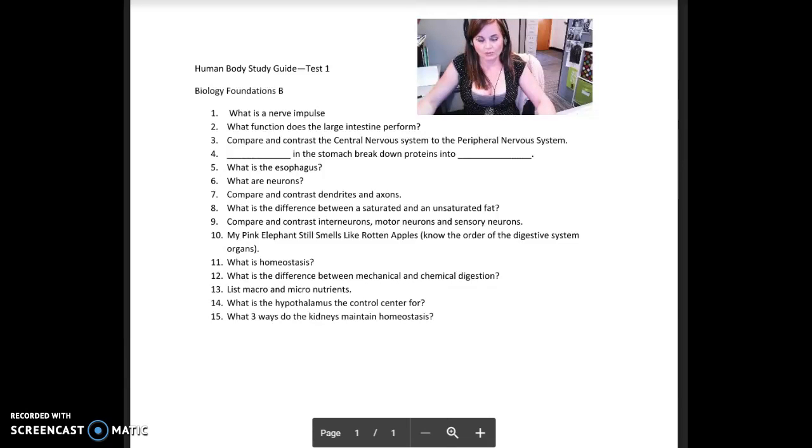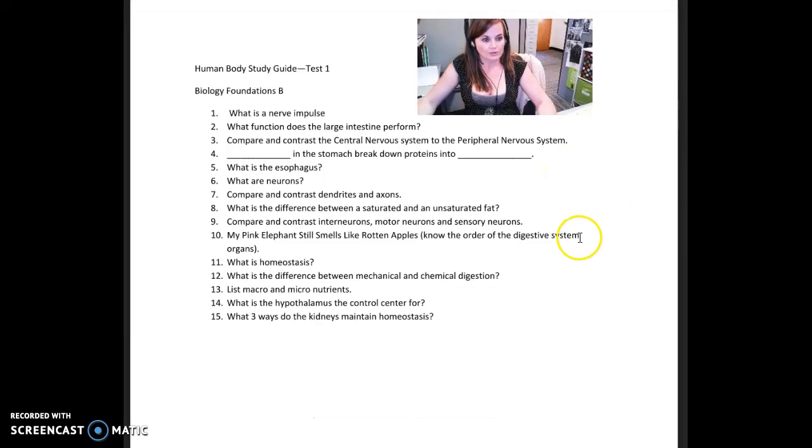The interneuron processes the information and sends a message back to be received by the motor neurons, which are part of the peripheral nervous system. The motor neurons will actually move. Somehow you're going to have some motion with that. So peripherals are sensing and moving, and the central nervous system is processing and coming up with an answer to that.